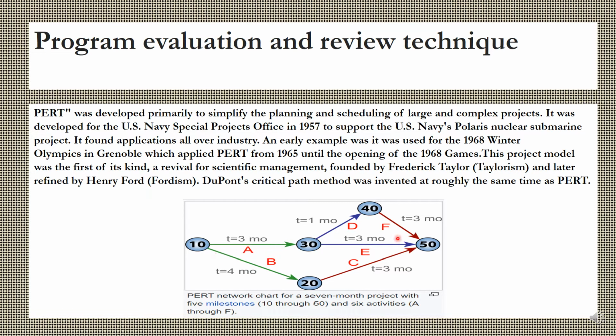So this is how a PERT network looks for a 7-month project with 5 milestones and 6 activities, A to F.